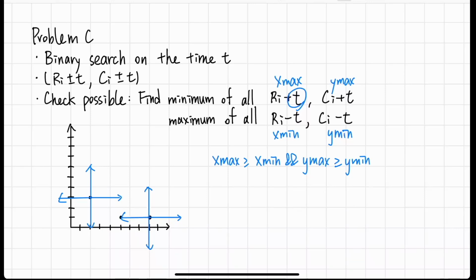And we want to ensure that the maximum is greater than the minimum, or greater than or equal to. So this means that they will be able to meet at some location. And this is the same thing for y, where we want to ensure that the minimum y is smaller than the maximum y. So this means that there's a region that all the people would be able to meet at. And next, we can look at the code.